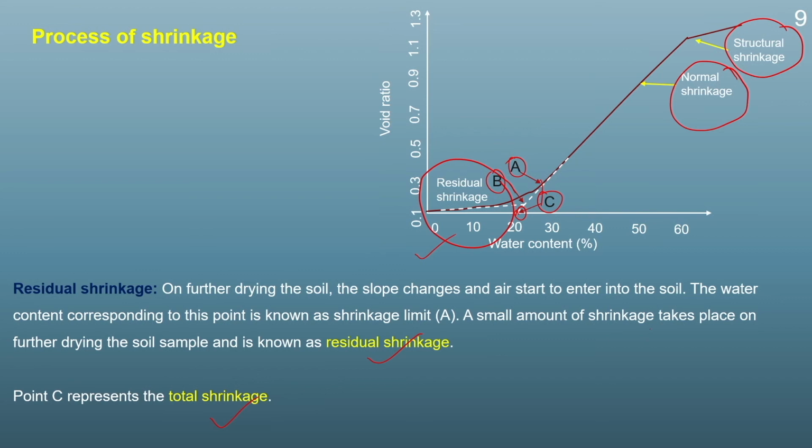So, as I told you earlier, if the soil is a clay soil, then we will have a large amount of normal shrinkage followed by some amount of residual shrinkage. If the soil is aggregated or has large pore spaces, then it will have more structural shrinkage and less normal shrinkage.